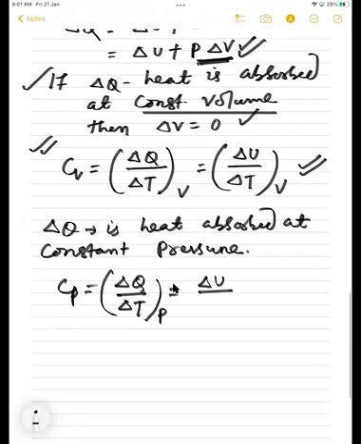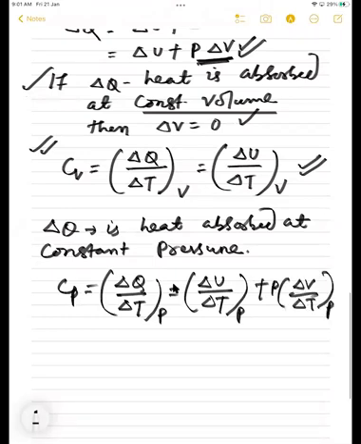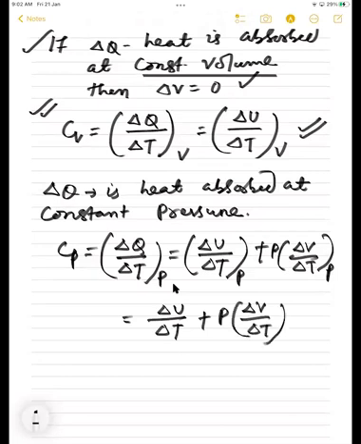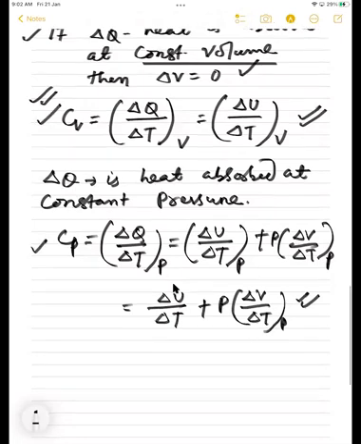That will be equal to delta U by delta T at constant pressure, plus P into delta V by delta T at constant pressure. Getting now? So that is delta U, the change in internal energy with temperature, plus P into delta V by delta T at constant pressure. Are you getting all, students? You got Cp, you got Cv, correct?